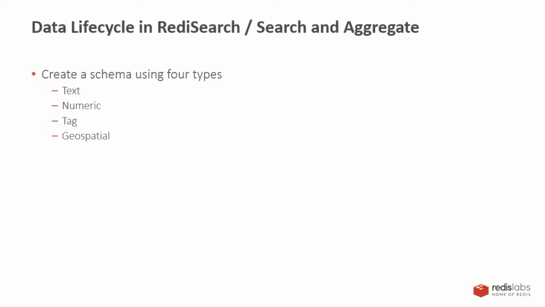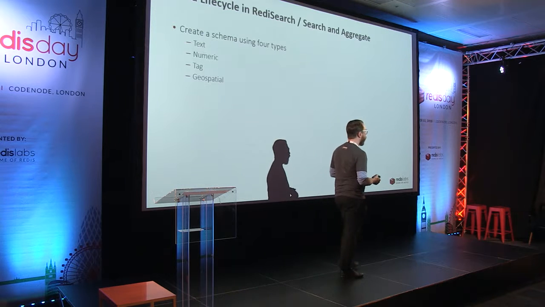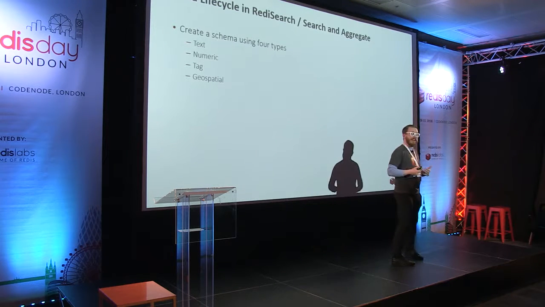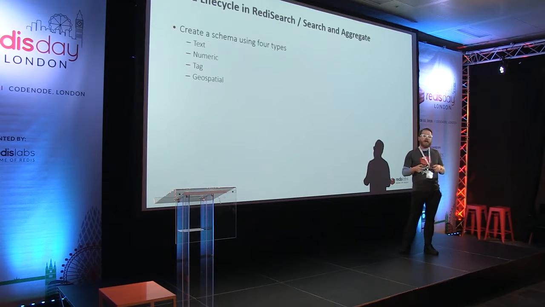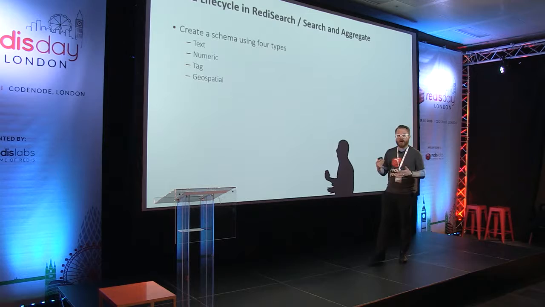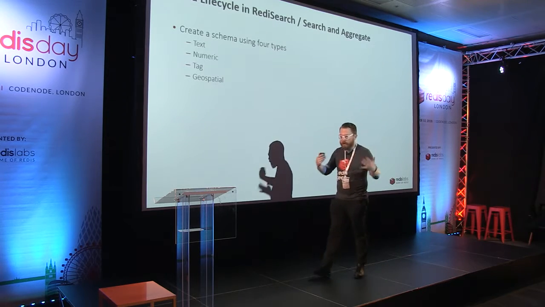We have four types. We have text, which would be full text. It's variable length, anything that you want that would be in a human language. Numeric, which is a number of undefined size. That's important too. We optimize for whatever the maximum size is inside of it. A tag field. This is one of the more complicated things to describe. It's a very simple concept, but I think people get caught up in it.